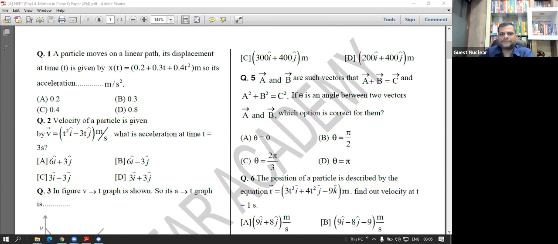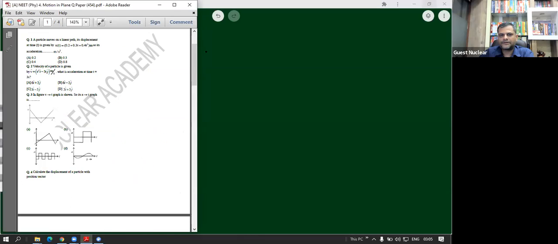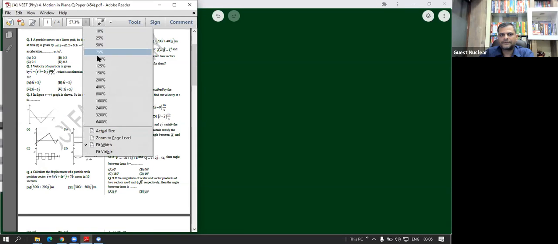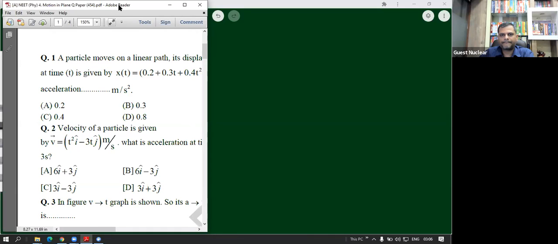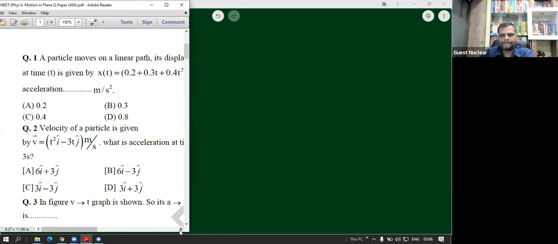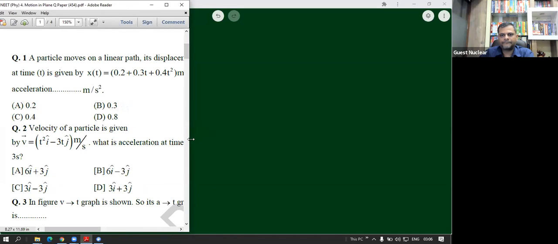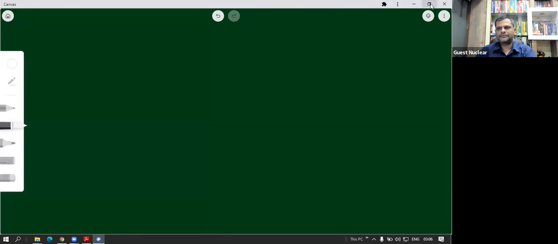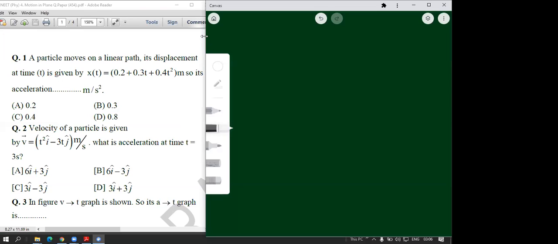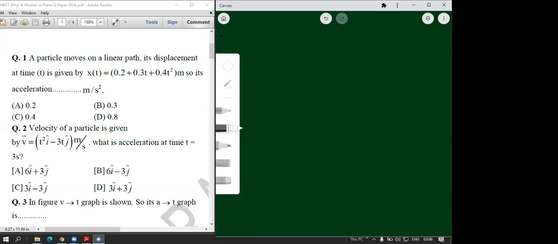Okay, so let us start with the MCQs from motion in plane. I hope you can see the MCQ. So just read this first question.